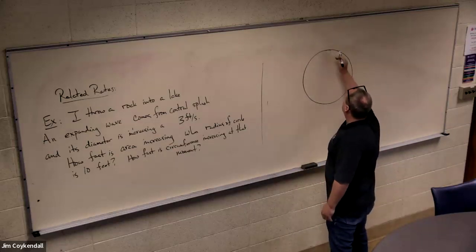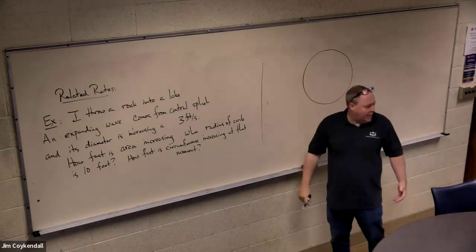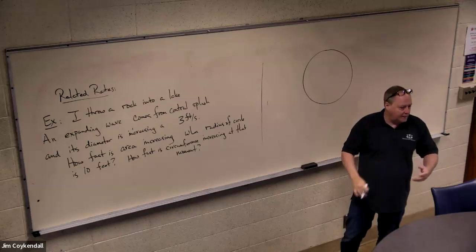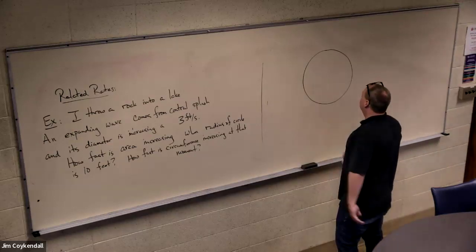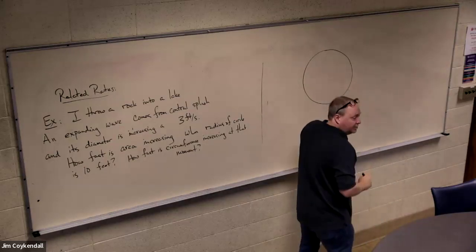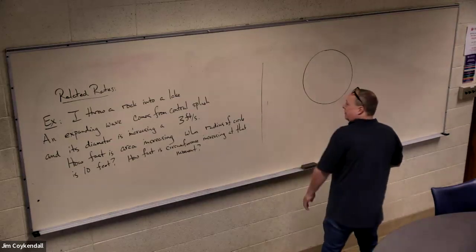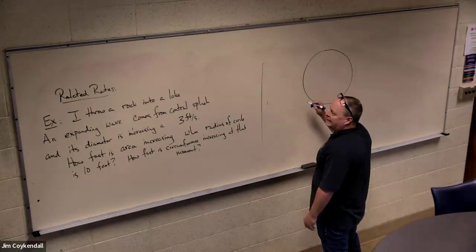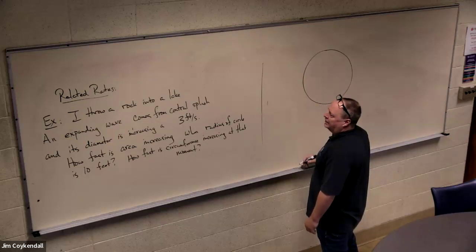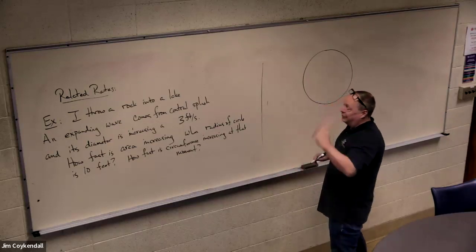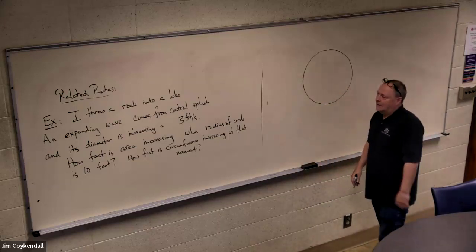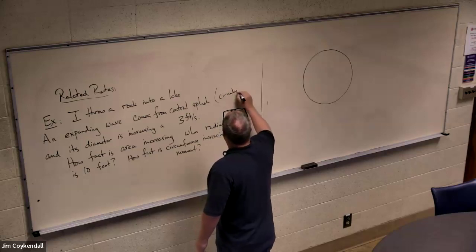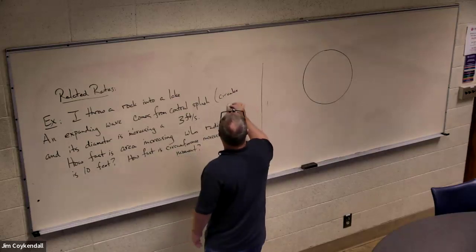In this particular problem, everybody's done this, right? You've all thrown a rock in the lake, and what happens? You have a circle of waves coming out. Nice perfect circle. Let me picture this. I throw a rock into a lake, an expanding wave comes from the central splash. I didn't say it's a circle, but we want to say that. I don't ever want to try to trick you on this.